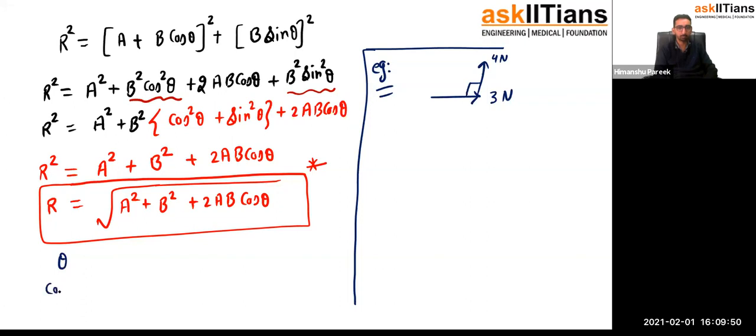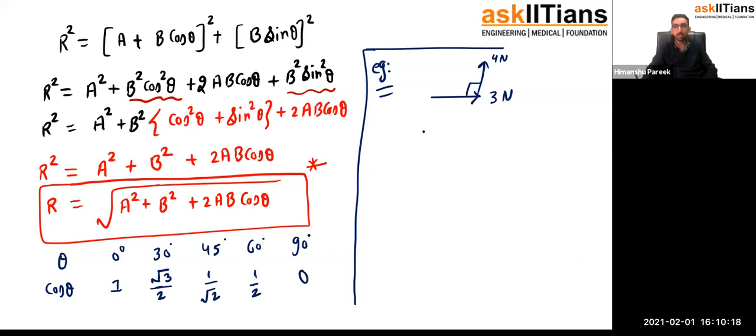Theta and cos theta. If theta is 0 degree, cos 0 degree is 1. If theta is 30 degree, cos 30 degree is half. If theta is 45 degree, cos 45 is 1 by root 2. Oh, sorry, my mistake. This is root 3 by 2, not half. Then for 60 degree, it is half. And cos 90 degree is 0.